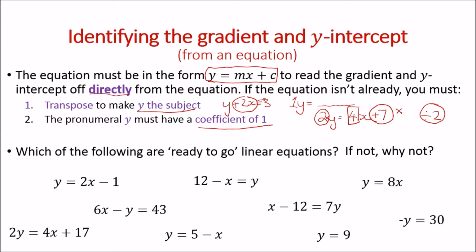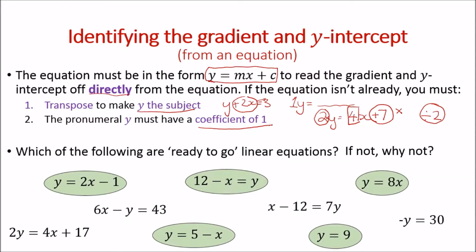Okay, hopefully you came up with these equations being in slope-intercept form and ready to go, ready to read off gradients and y-intercepts. Obviously here we have y on the left, it's the subject, and the invisible 1 sitting in front of it. Same here. You might have been tricked by this one because I put y on the right hand side. Traditionally we have it on the left hand side, but it is still by itself on one side of the equation, and it still has a coefficient of 1.